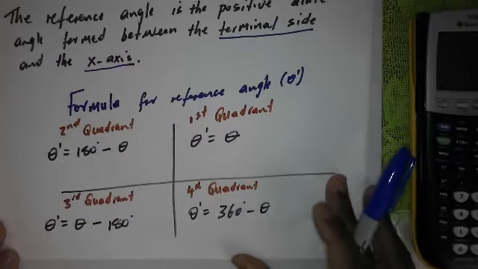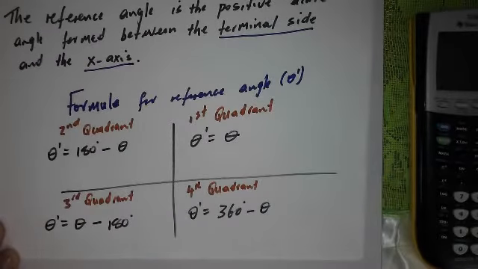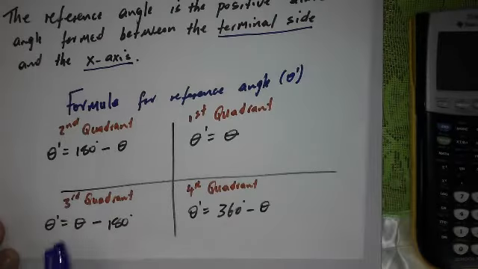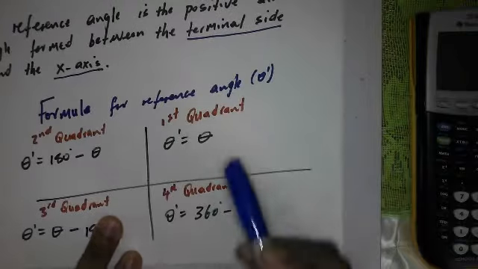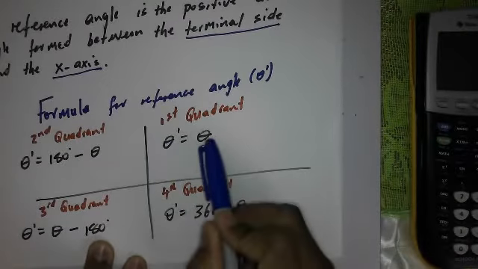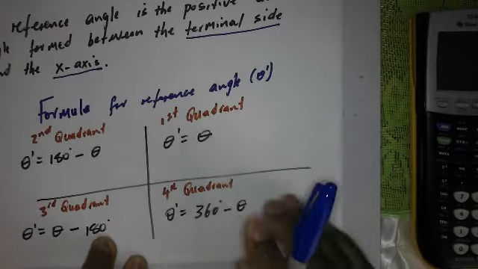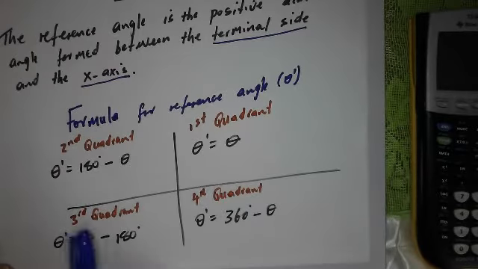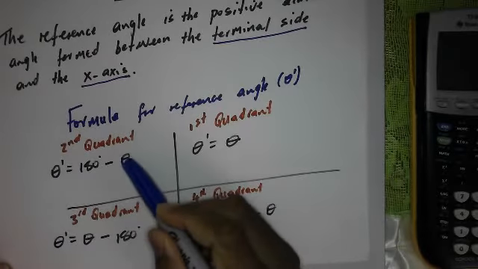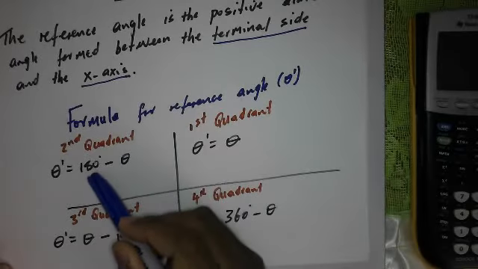Here are some formulae to calculate reference angle, and we call reference angle theta prime. Okay, so if the angle forms in the first quadrant, your reference angle, which is theta prime, is the angle given to you in the question. If the angle is formed in the second quadrant, your reference angle is calculated by subtracting the angle you get in the question from 180.